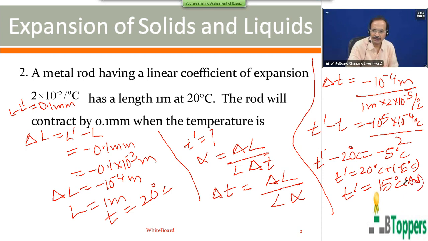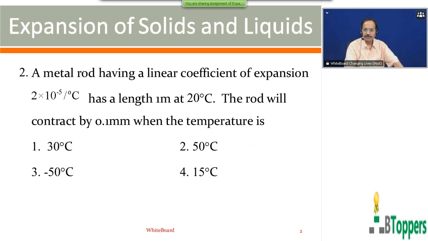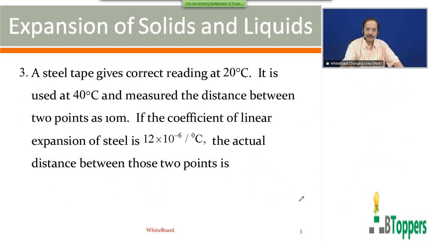So those who want to copy the solution of the problem, they can take a pause and copy the solution of the problem. So rod will contract by 0.1 millimeter when the temperature is changed to 15 degrees centigrade. So for question number 2, which I just discussed now, the fourth option is the answer, 15 degrees centigrade. Look at the next question here.